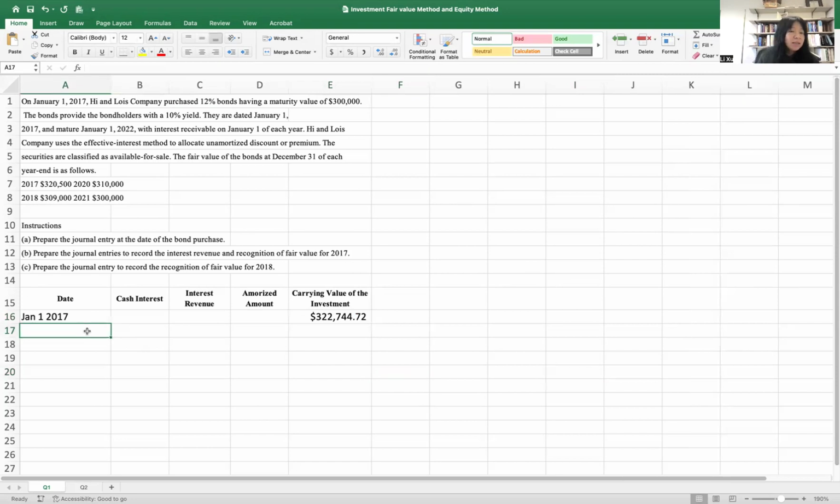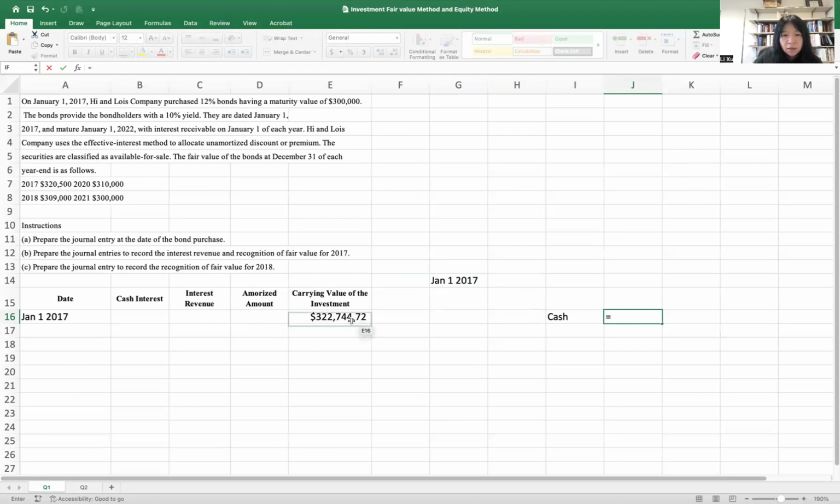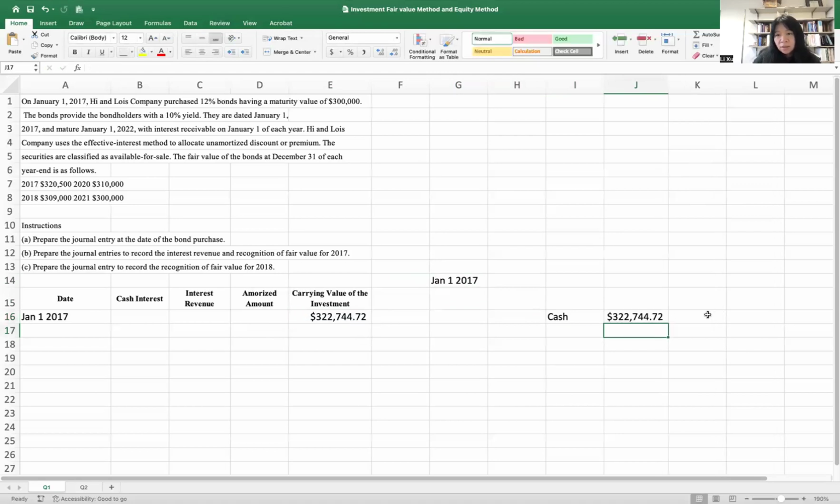And that helps us set up the journal entry. So the journal entry on this date, January 1st, 2017, it's just going to be a debit to the debt investment, or bond investment, and a credit to cash for the amount you paid out.